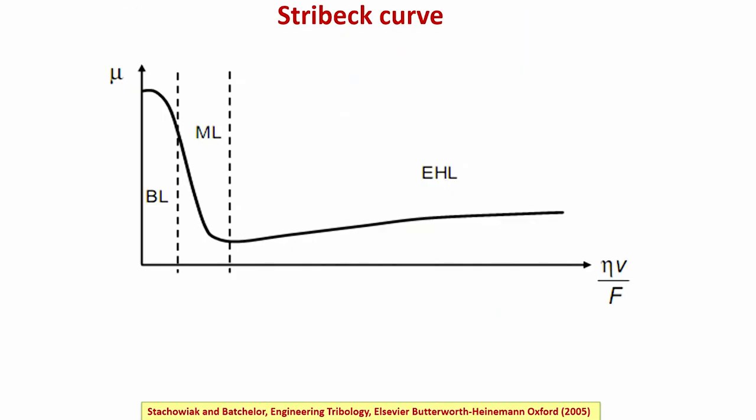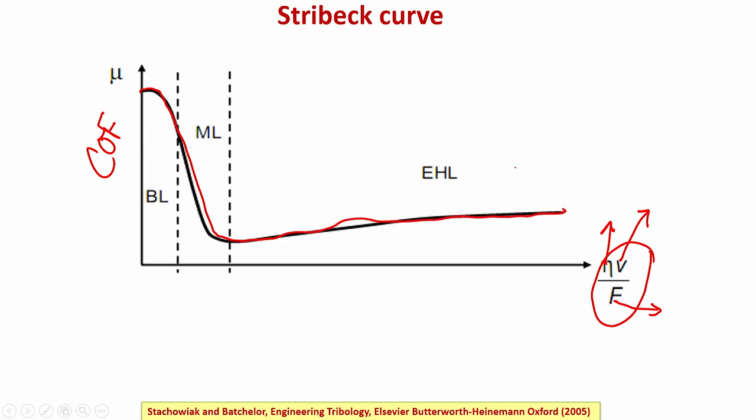This is a fairly important curve, the Stribeck curve. Along the y axis, the coefficient of friction is plotted. Along the x axis, eta V by F is plotted. Eta is your viscosity, V is your sliding speed, and F is your force. And then how does the coefficient of friction value change? It changes in a very non-linear manner.